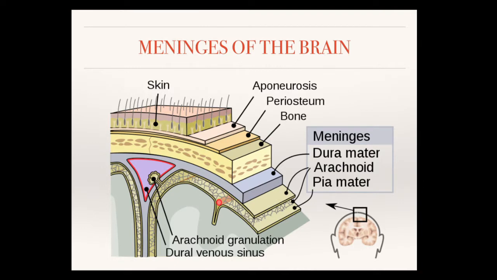Today we're going to be talking about the meninges of the brain. So what are the meninges? These are the three membranes that cover the brain and the spinal cord. Today we'll be discussing the meninges of the brain, their anatomical position, function, and their significance.